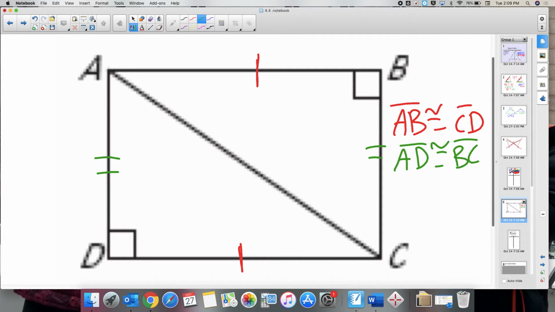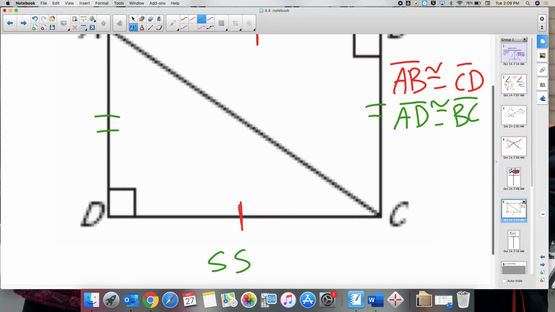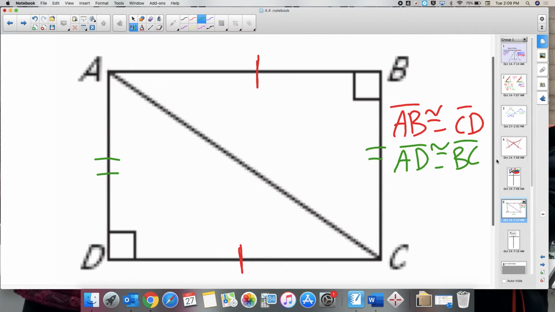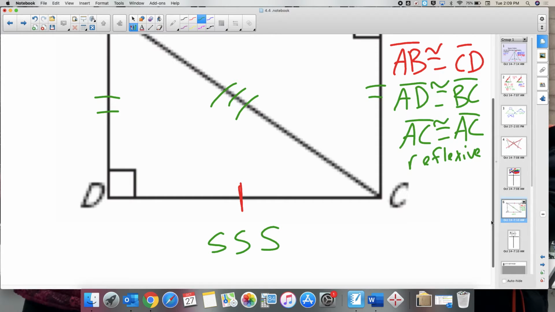So right now I have two sets of sides being congruent. I can talk about the third set of sides being equal, meaning AC would have to be congruent to, well, the other one's AC again. Well, AC is congruent to AC. That's our reflexive property. So then these two triangles are congruent because of SSS.